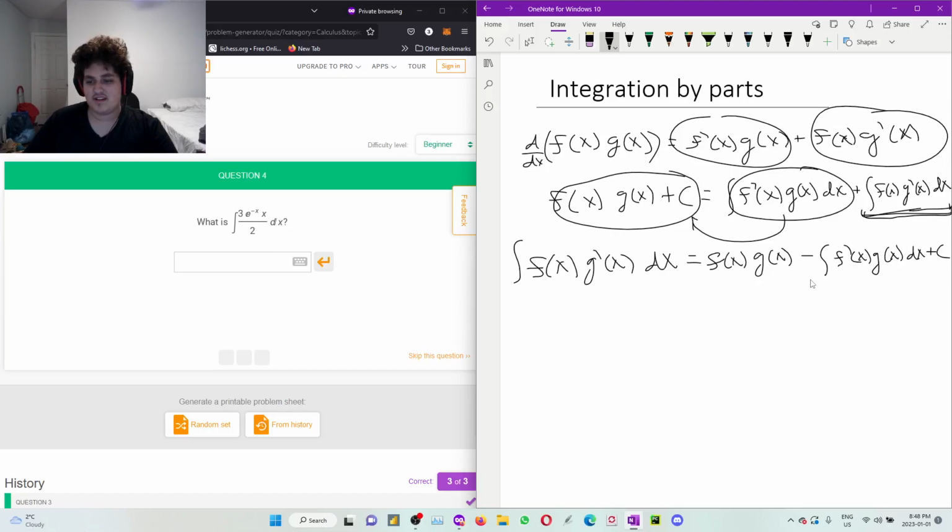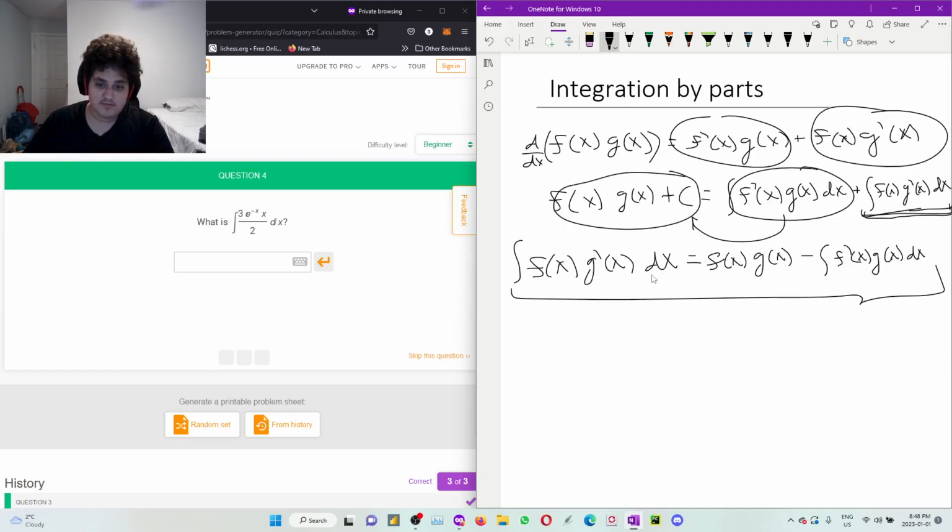But we notice that this is going to have its own constant of differentiation. And when you add two constants of differentiation, you still get a constant of differentiation. Like two numbers that can be any real number is just any real number. So this plus c is kind of unnecessary. So this is the formula that we'll be using.